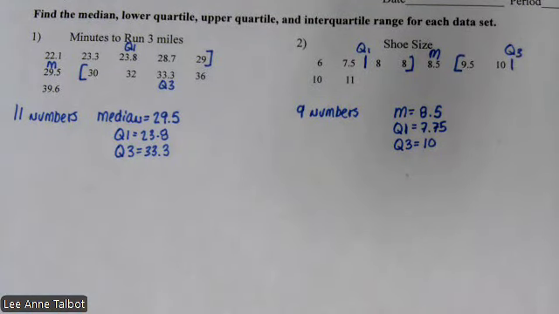So sometimes the median and quartiles are numbers in the value. Sometimes they're averages between numbers in the value.